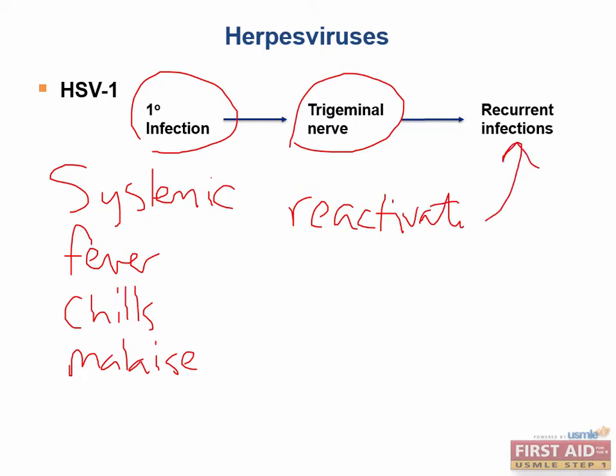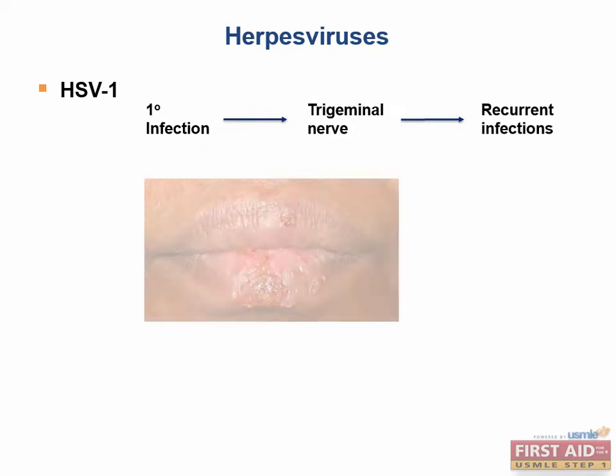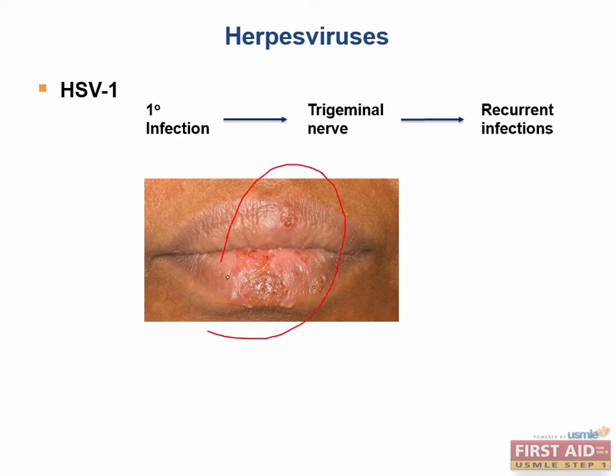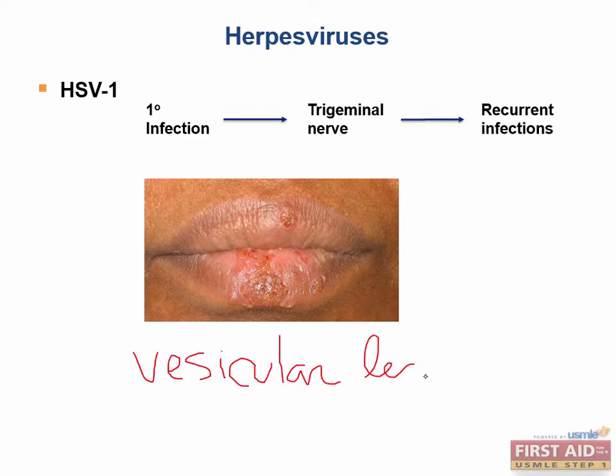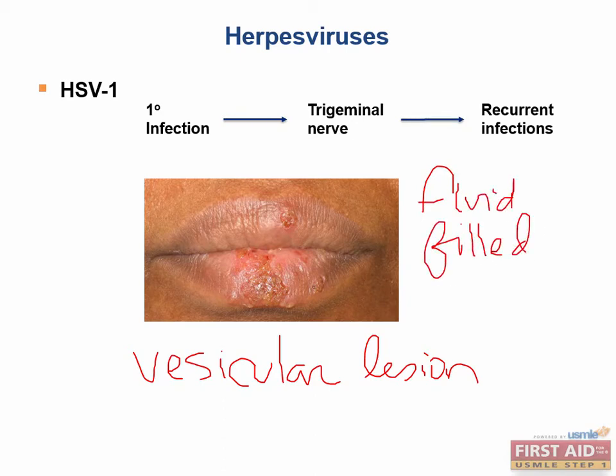And this is when the virus actually travels down the trigeminal nerve to the lips and presents as herpes labialis, or more commonly known as cold sores, as we see here. Ulcerations of HSV1 recurrent infections are vesicular. The recurrent infections are vesicular lesions, keyword, meaning that they are fluid-filled pockets that are teeming with virus. They're fluid-filled and they have lots of virus in that fluid.